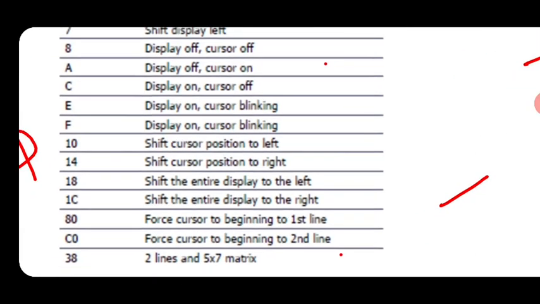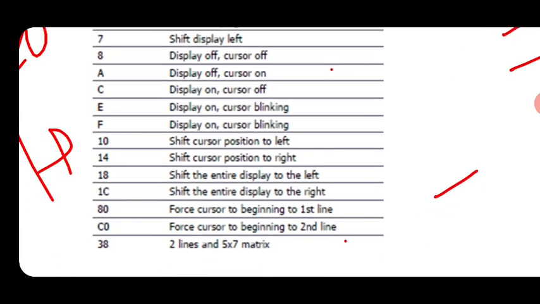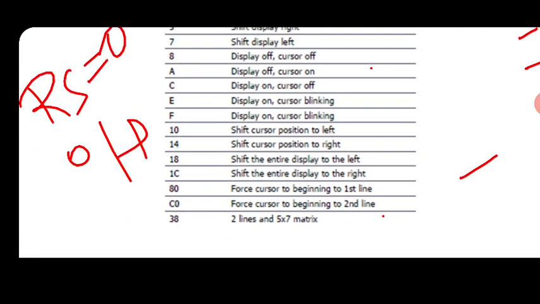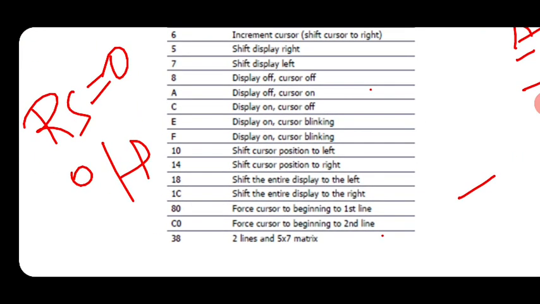Similarly, if it is 10, shift the cursor position to the left. 14 shifts the cursor position to the right. How will the data shift? Usually for our LCD, the data bits are displayed from left to right. Then there is a command to shift the entire display to the right.